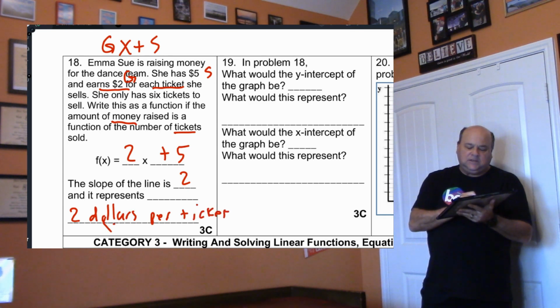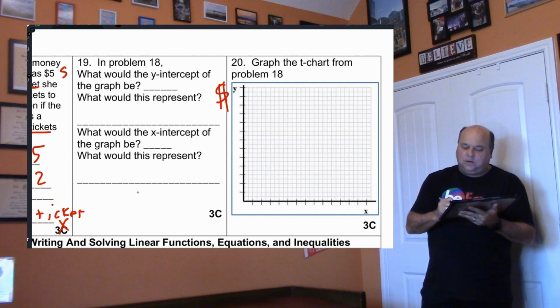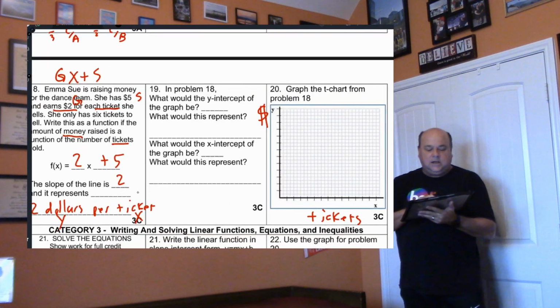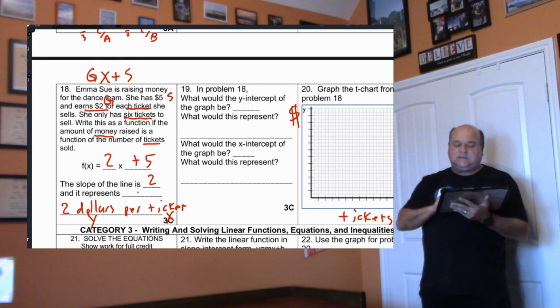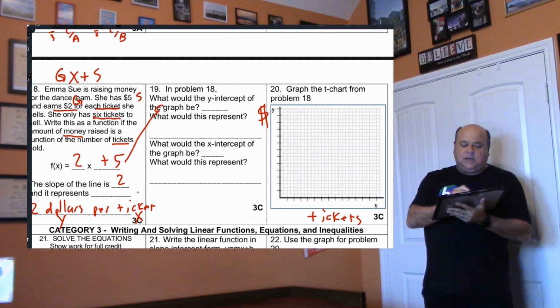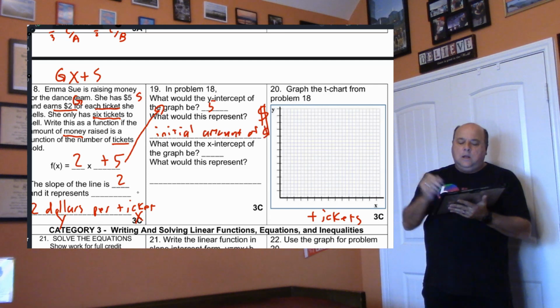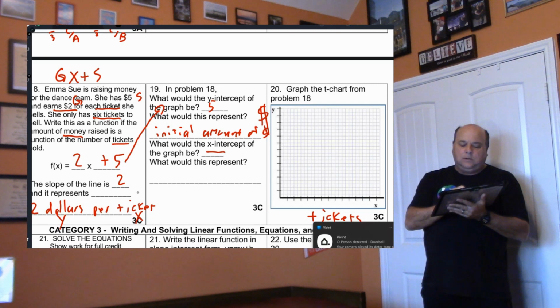And remember, this is our Y, this is our X. So go over here. The Y would be dollars, the X would be tickets. Remember, she is only going to sell 6 tickets, so we only need 6 tickets. Now then, the Y-intercept is going to be 5. It represents the initial amount of money, or the starting amount. On your star, it'll be the initial amount. There will be no X-intercept. She's not spending money, right?